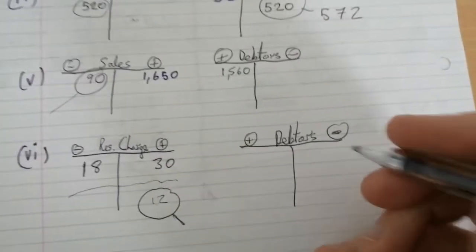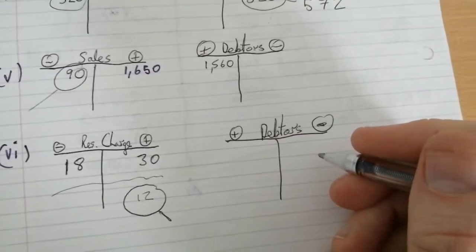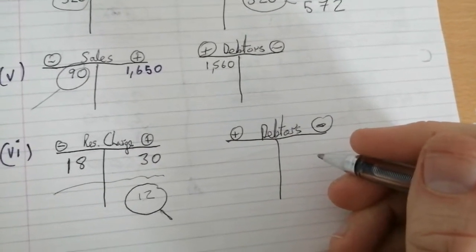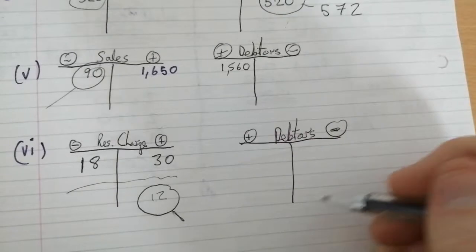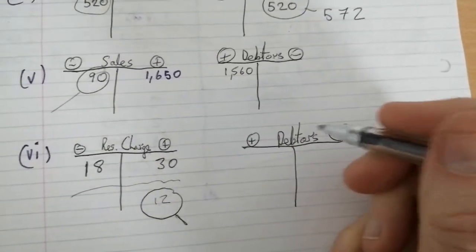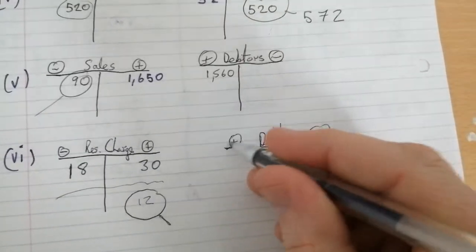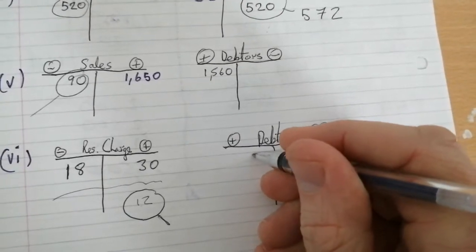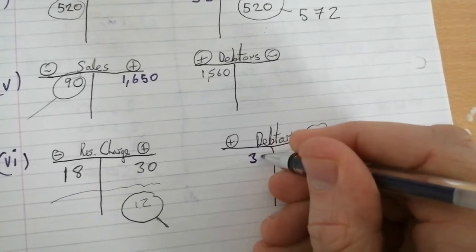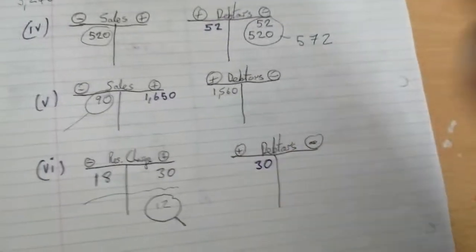They put in what was the restocking charge, which was 30 euros originally. What does a restocking charge mean to your debtor? If you're charging them more money, then it's going to increase the amount owed to you by your debtor, isn't it? So that is a plus 30 that they put in purple. This is what they did, so that was fine.